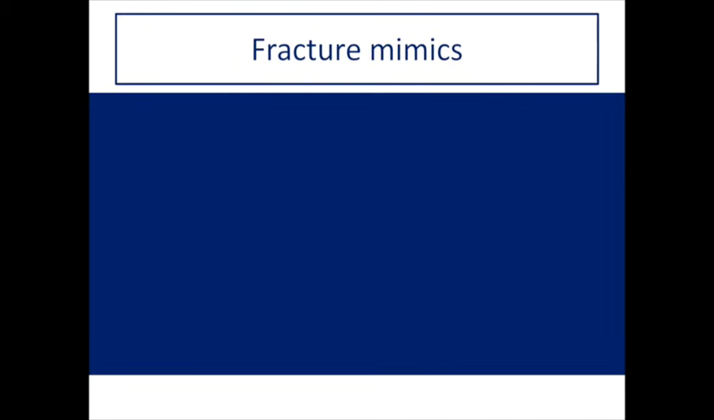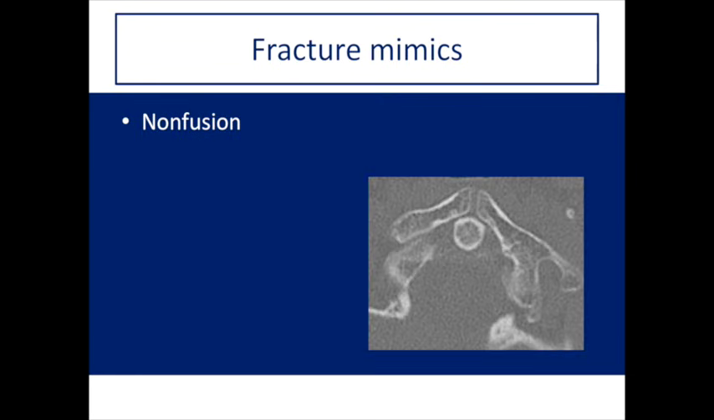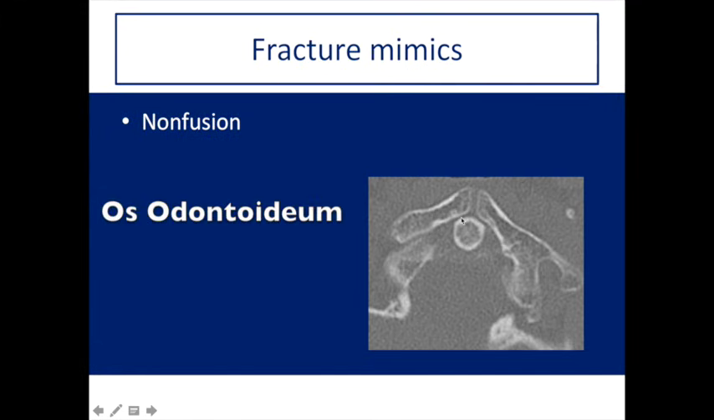Another pearl is knowing mimics of fractures. First, non-fusion. We mentioned this before and showed a picture earlier of non-fusion of the C1 rings. Look for a sclerotic border to know that this is not an acute fracture. While I'm talking about non-fusion, I should also mention the fracture mimics at C2, which include apparent non-fusion of C2 called os odontoideum. You should look up os odontoideum, look at images, and be able to differentiate it from os terminale, which occurs more distally at the tip of the dens, and be able to differentiate those from acute fractures.